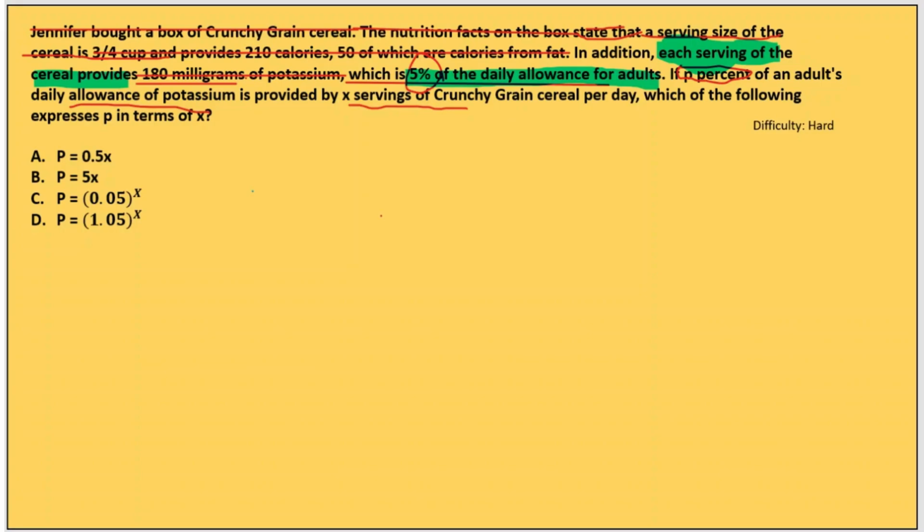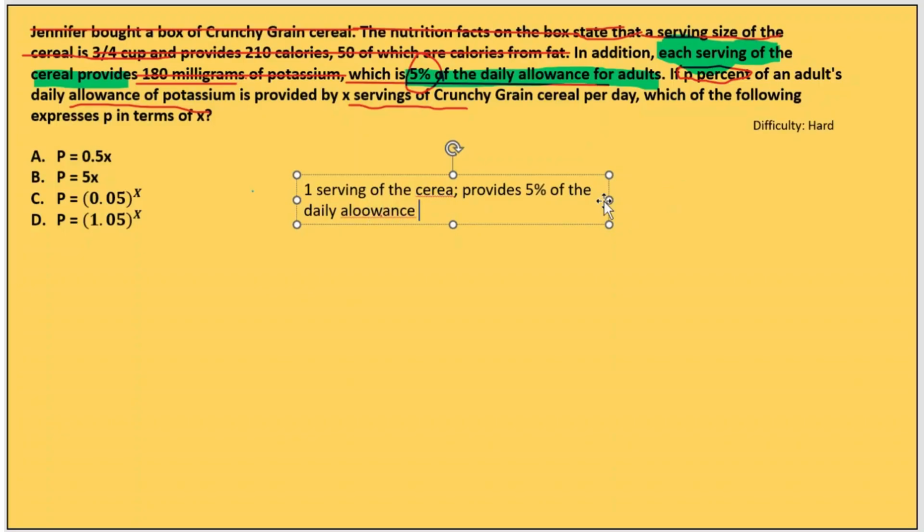So what we are going to do is write this information as a side note, because this information might be useful for us. So let's write it down. One serving of the cereal provides 5% of the daily allowance. I'm not going to write the whole thing, that's useless, the whole daily allowance for the adults. And we have found this information.